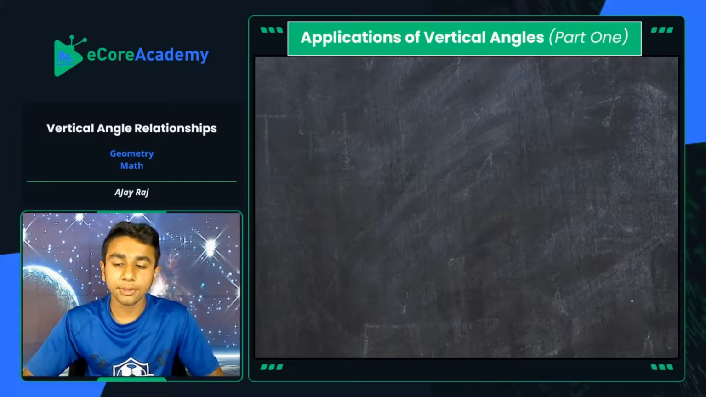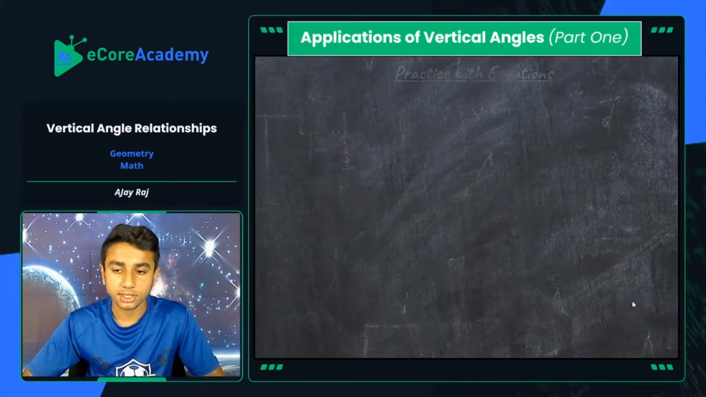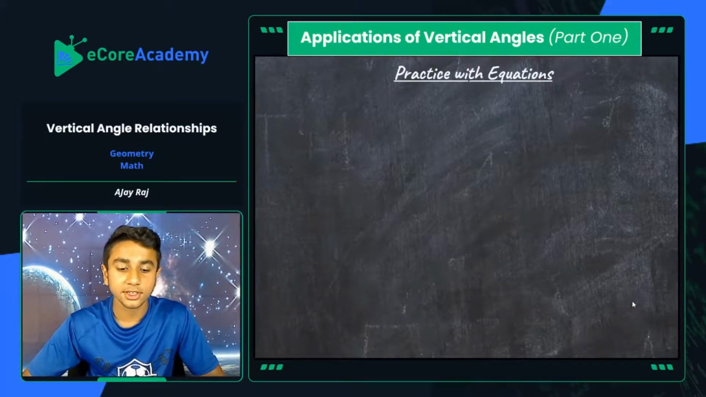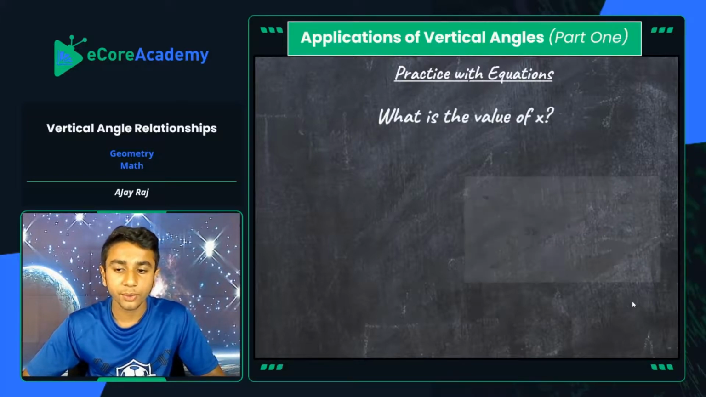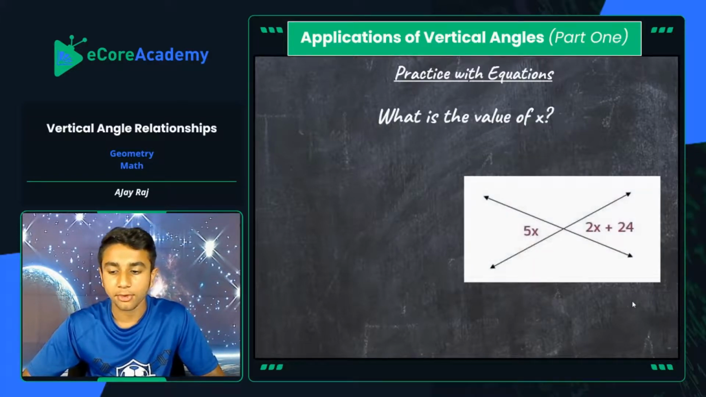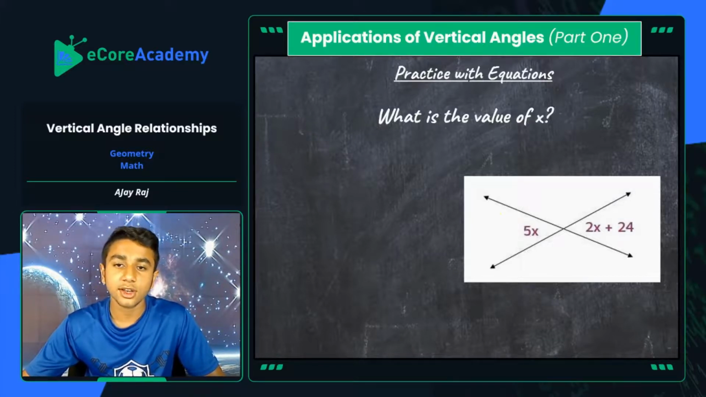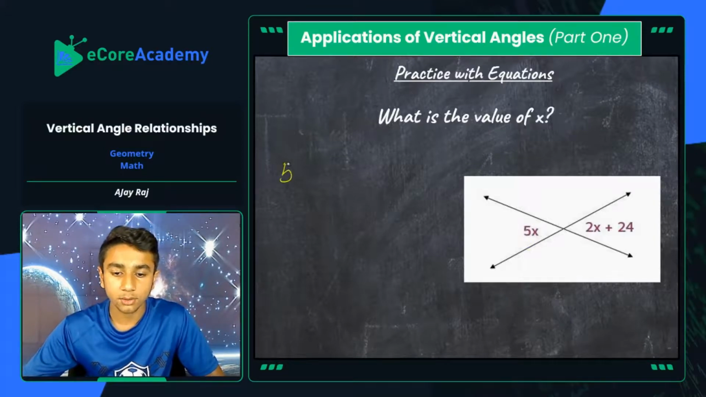Now let's look at the applications of vertical angles in some examples here. So we're going to practice with the equations in this example. We're going to discover what the value of x is in this diagram over here. We're given two angles, and as you can see here, they're obviously going to be vertical angles since they're non-adjacent and opposite angles. And since what we know about the vertical angles theorem, we know that vertical angles are always going to be congruent. So we can say that 5x is going to be congruent, meaning equivalent, to 2x plus 24.